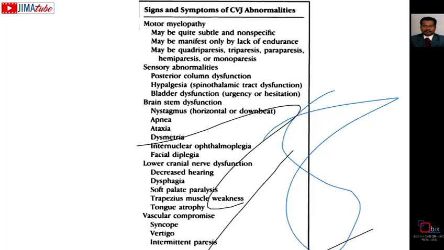Then sensory, we have posterior column involvement. Then brainstem dysfunction in the form of nystagmus, sometimes IMO. There will be lower cranial nerve involvement and vascular compromise. In some cases, we have syncope, vertigo.